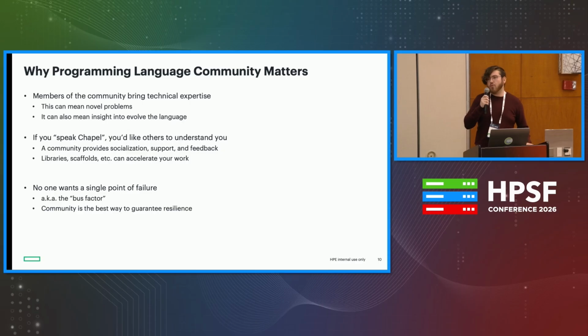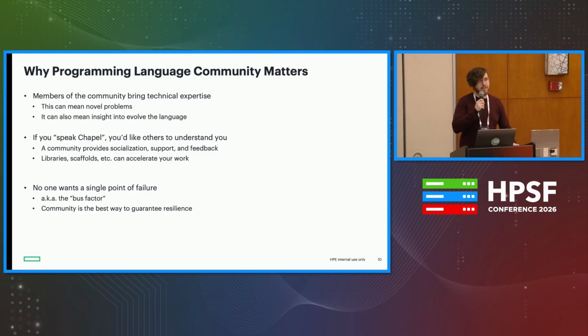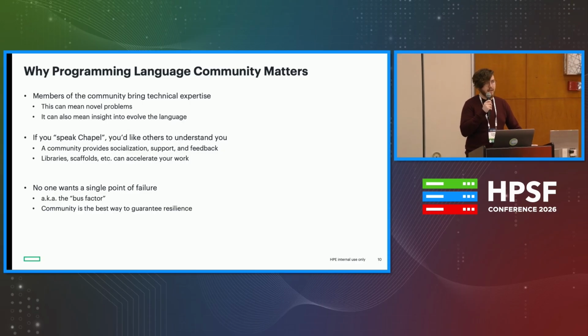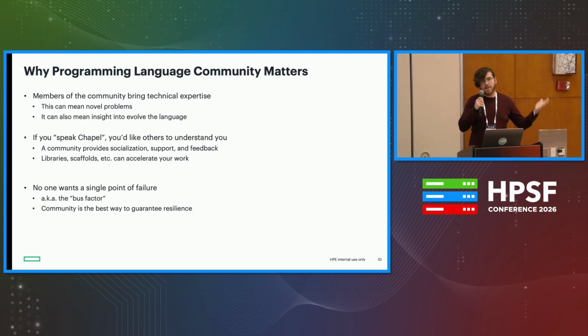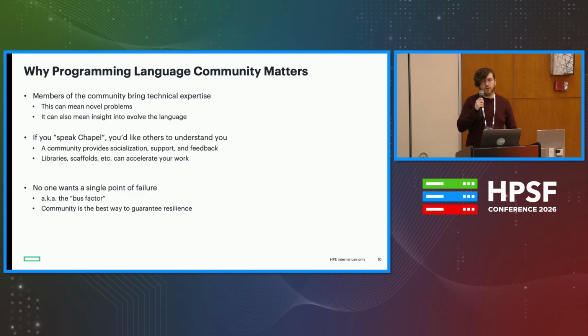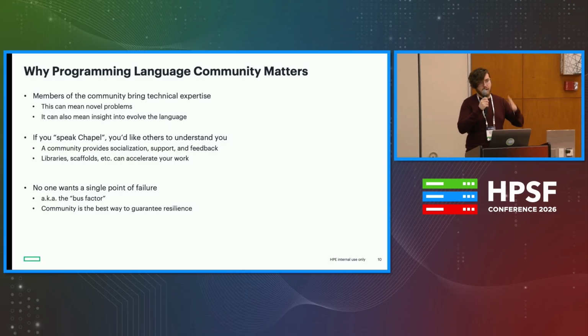And finally, no one wants a single point of failure. No one wants a single vendor technology or something that's maintained by 3 people, and then if these people just disappear, then the technology dies, and everyone who uses it or relies on it is now dead in the water. So building a community helps build resilience against these sorts of things, basically by providing a more engaged and broader user base.